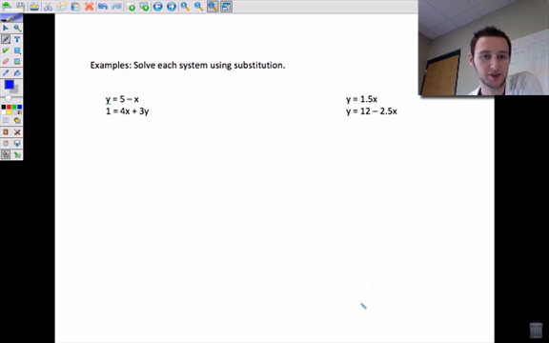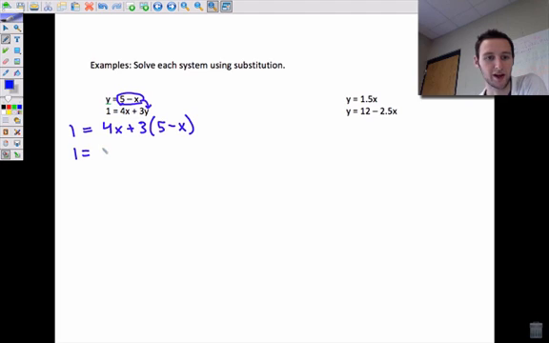Here are a couple more examples. In this case, we have an expression that's equivalent to y. So now we have y isolated. And we know that y is the same thing as 5 minus x. So I'll take this 5 minus x and sub that in for y right into that second equation. So we'll get 1 equals 4x plus 3, and then I'm going to put parentheses because it's 3 times this whole thing, 5 minus x.